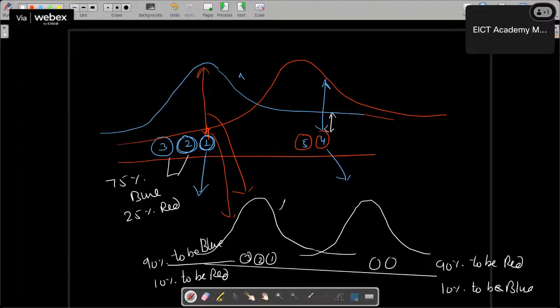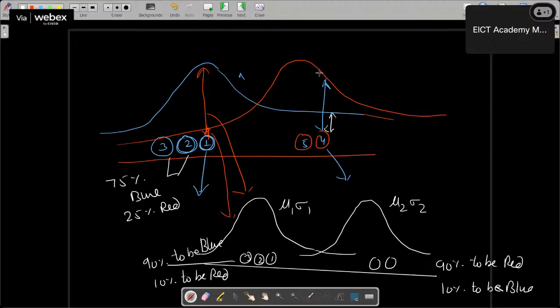From mu1 sigma1 and mu2 sigma2, we can generate more data points if we want. That is data augmentation. If we have a small data set, we can generate more data points more accurately with the GMM.